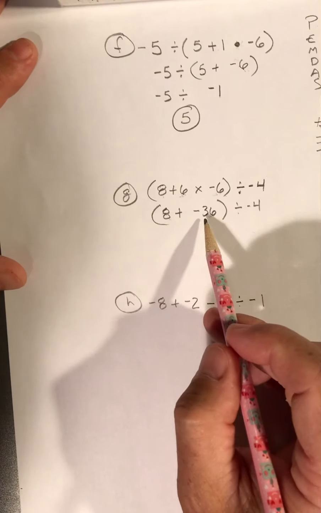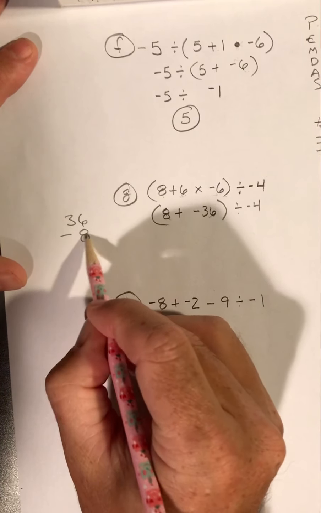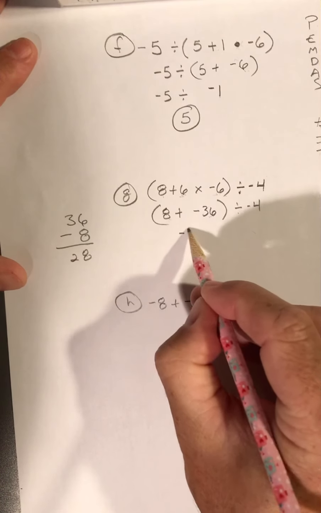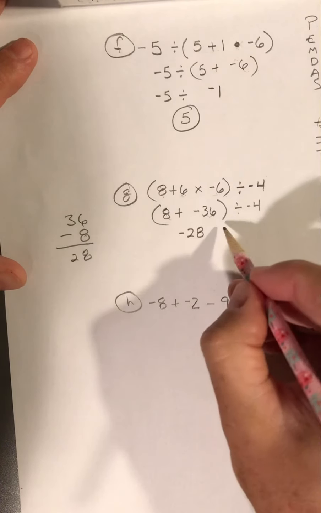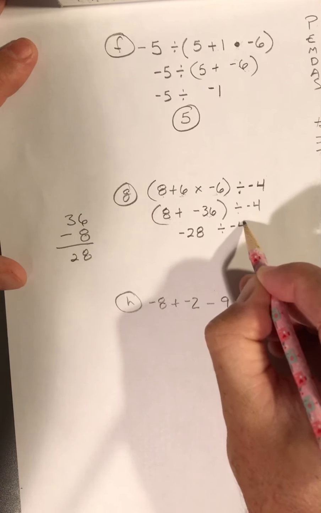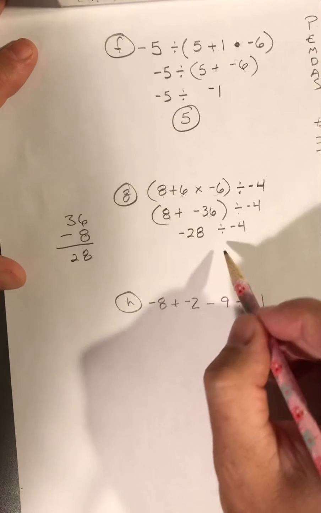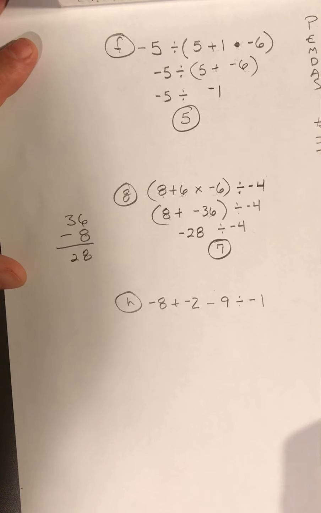I have to subtract. So I might want to come to the side and do a little bit of side work. 36 minus 8 is 28. And I'm going to make that negative 28 because the negative 36 is larger. Bring everything else down. I only have a division left. A negative divided by a negative is a positive. So 7 is my final answer.